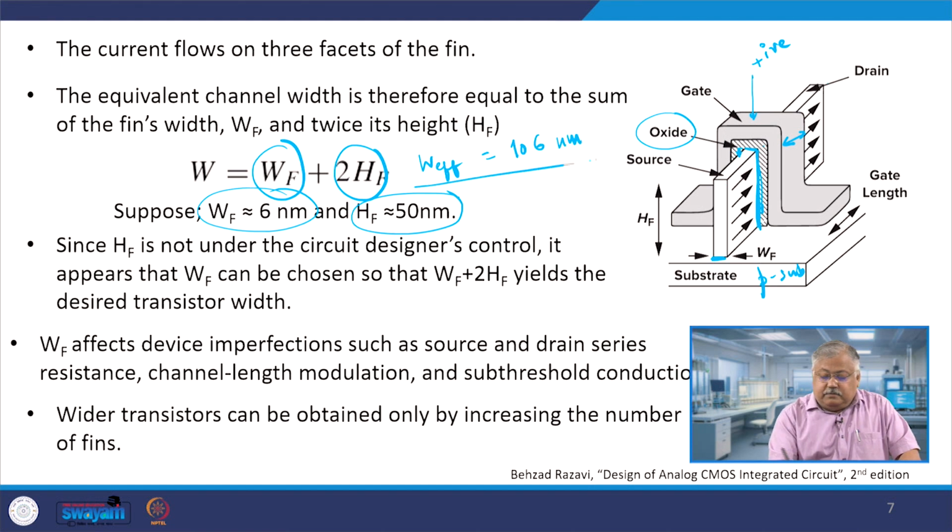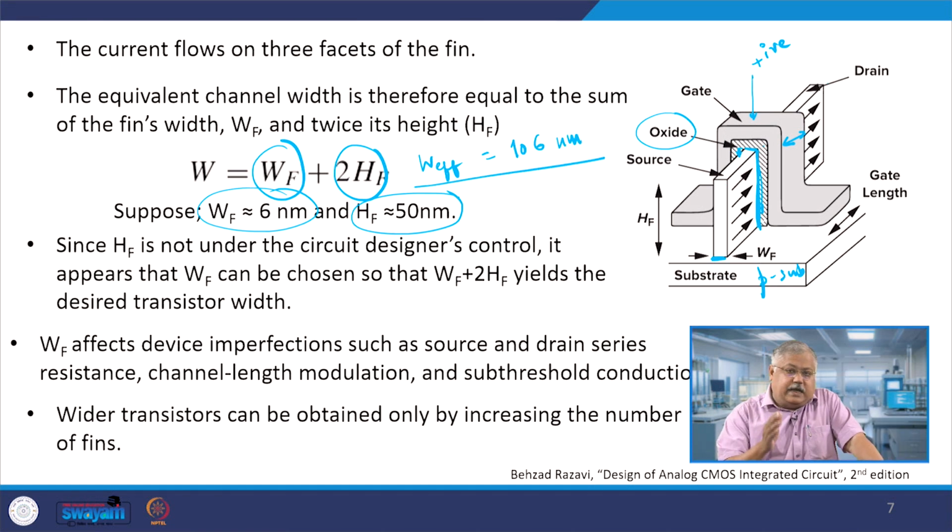So, you see, simply by adding an extra dimension, I have been able to add to the effective width and therefore the current of the device. However, you can understand that the height of the fin is beyond the control of a designer, because it can be increased or decreased only up to a point, beyond which the structural stability will come under question. So, what you can choose is the width, such that it meets the designer's requirement.